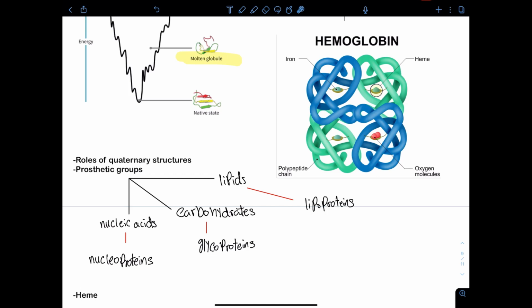Now, there are some naming conventions involved with them. If the prosthetic groups are lipids, the protein is going to be called lipoproteins. Carbohydrates would be glycoproteins. Nucleic acid would be nucleoproteins.